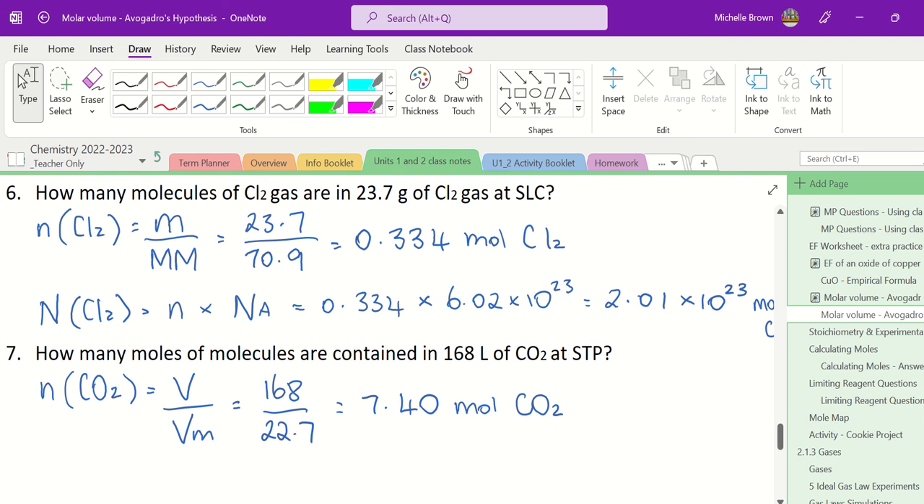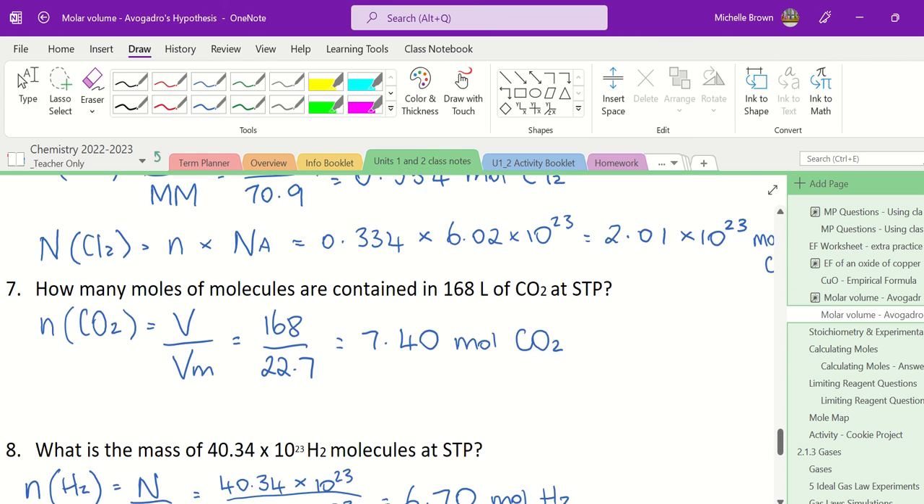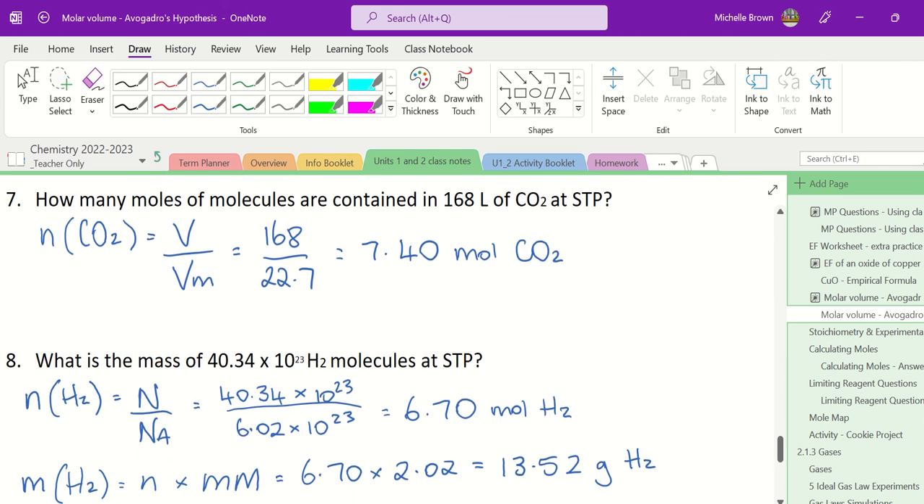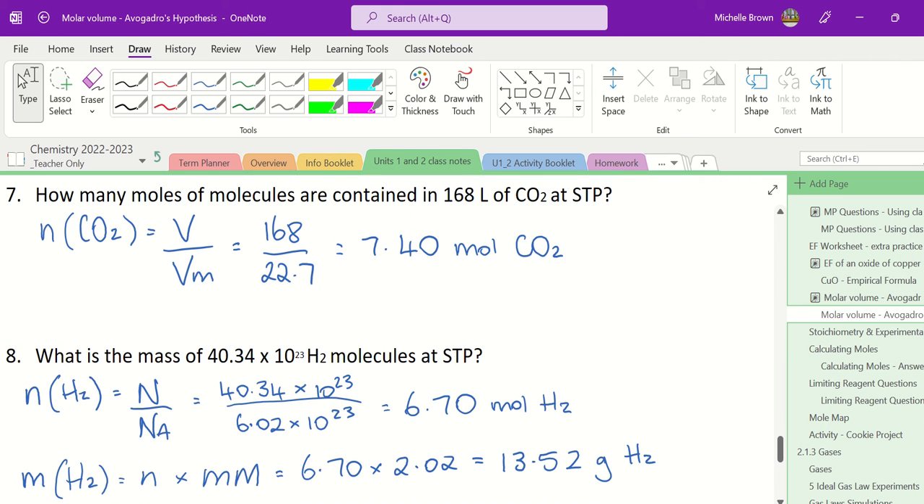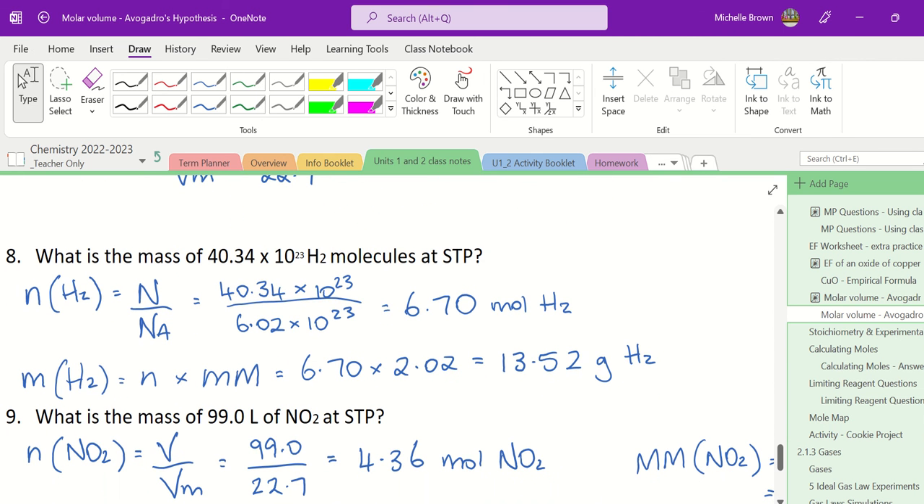Question 7 is another straightforward one. You've been given volume. It's at STP. So you find out that we have 7.40 moles of carbon dioxide gas. Question 8, bit of a different one. What is the mass of 40.34 times 10 to the 23 hydrogen molecules? So you've got to convert that first to the number of moles by dividing the molecules by Avogadro's number, and then you multiply that by the molar mass of hydrogen. So in that many molecules, we have 13.52 grams of hydrogen gas.